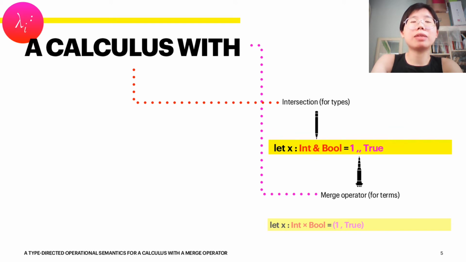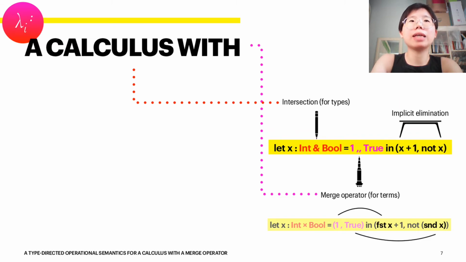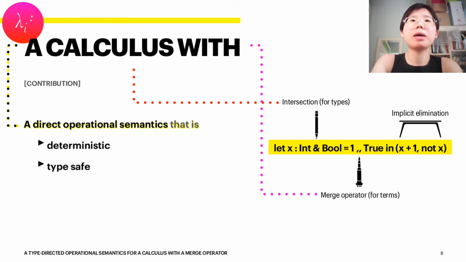However, to eliminate a term of a product type, we need two eliminators, while merges are eliminated in an implicit way. The implicit elimination of merges makes it hard to design the evaluation relation, and many previous works give the semantics by elaborating to a target language. By contrast, our calculus has a direct operational semantics that enjoys both determinism and subject reduction.